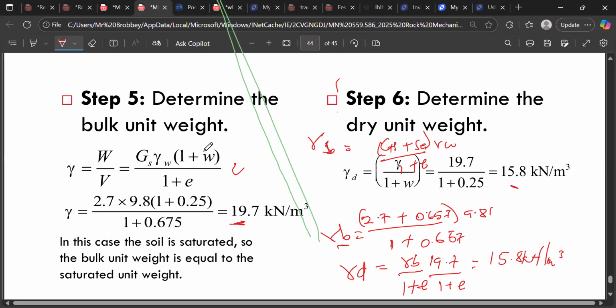Please, Prof. I don't know if it is a mistake from my side, but the formula I have here is gamma B over 1 plus W. Gamma B over 1 plus W, because yours is 1 plus E. Oh, yeah, sure. Sorry. Thanks for that, Hamza. All right.